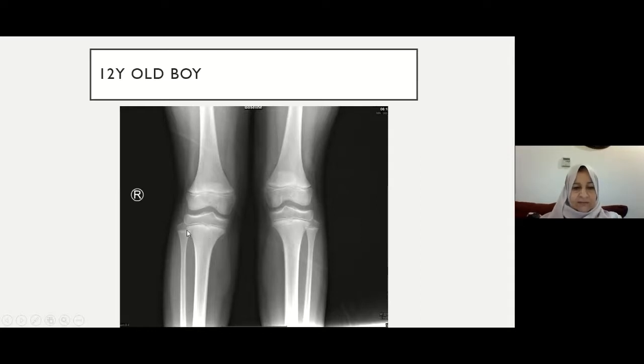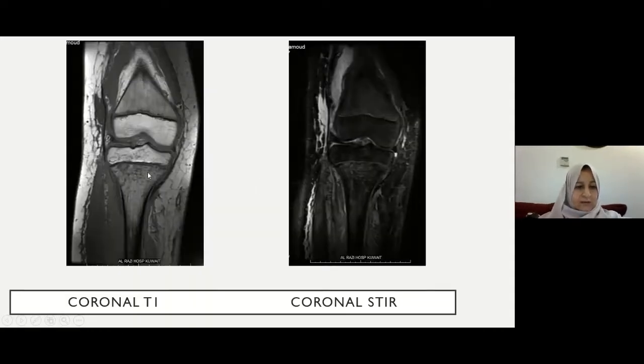Here the X-ray is typically normal for the bone. We also have no soft tissue swelling. Coronal T1 shows that the focus of infection is in the right proximal metaphysis of the tibia. High signal in STIR with cellulitis, soft tissue edema, and reactive joint effusion.